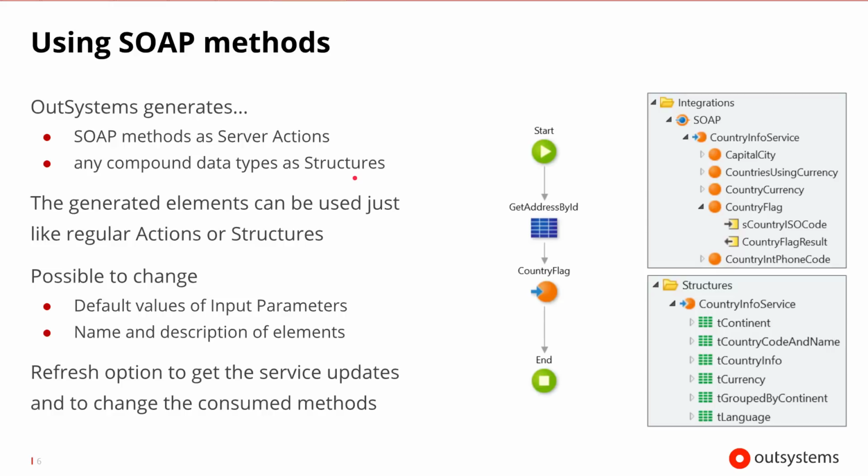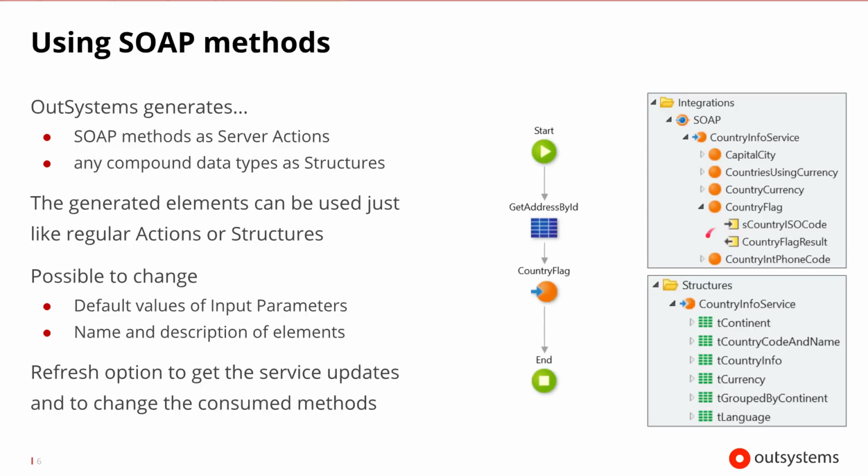From there, we could go ahead and use those SOAP methods, because what OutSystems is going to do once we've defined the information in the previous screens is it will generate methods for those SOAP operations as server actions. And because those server actions will need to hold different types of data that were described in the SOAP web service, it will also create any compound data structures as OutSystems structures. So over here, we can see that once we've imported something like the country info web service, it has a number of different methods that we could call.